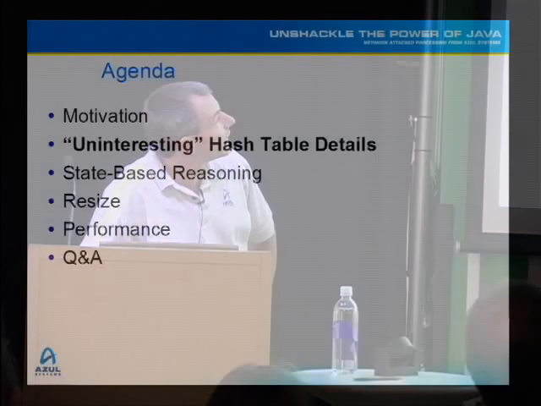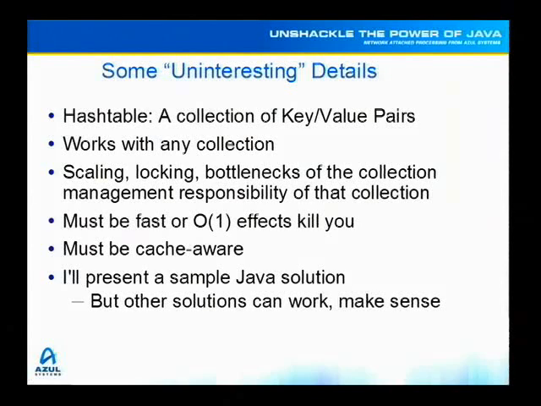OK, so enough bragging rights here. So, uninteresting hash table details. When I say uninteresting, I mean good engineering stuff. I assume anyone who's written a hash table can work their way through all these details. So basically, a hash table is a collection of key value pairs. And what I'm going to show you, the meat of the talk, is about how to manipulate the key and value pairs in a way that's concurrent and provably safe, right?